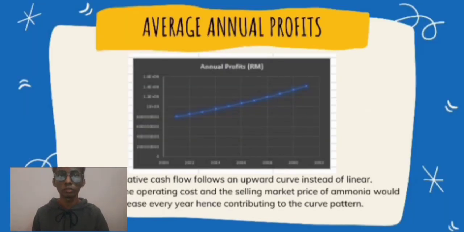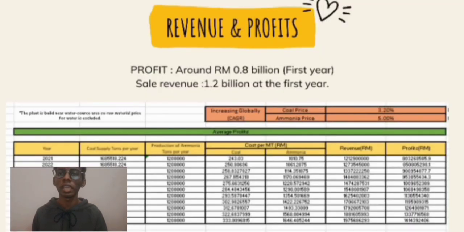This figure shows the cumulative cash flow for the first 20 years, which follows an upward curve instead of linear. This is because in our costing analysis, we use the projected cost of coal and ammonia market price over the next 20 years based on world demand. Therefore, the operating cost and the selling market price of ammonia would increase every year, contributing to the curve pattern. At the start of the first year, we already made a profit of around 0.8 billion ringgit and continue to make profit afterwards. With a production of 1.2 million tons of ammonia per year, we could generate a sales revenue of 1.2 billion in the first year. Therefore, the production of ammonia from coal using Haldor Topsoe technology can produce a great amount of profit according to our cash flow analysis.